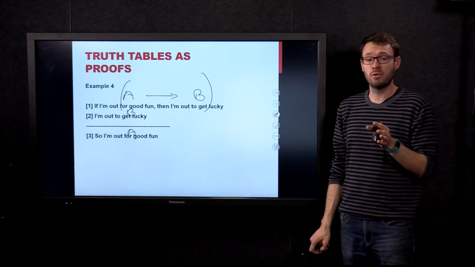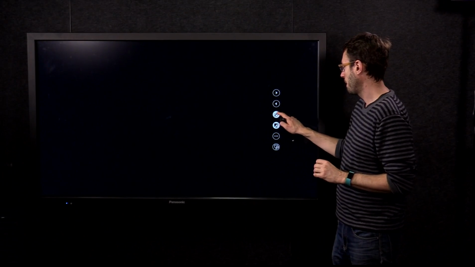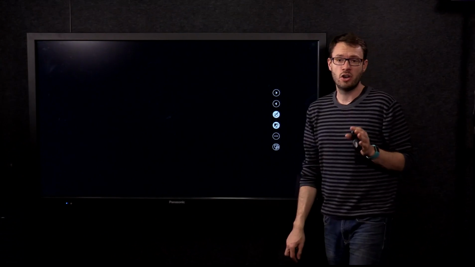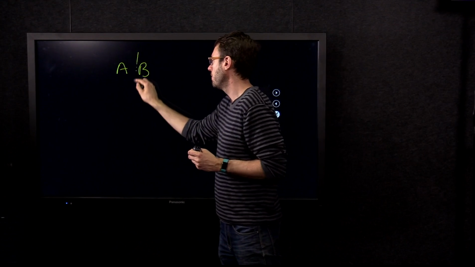What we're going to do now is put this into a truth table, and test to see if it's a valid argument. All right, so 4 lines to our truth table, because we've just got A and B.